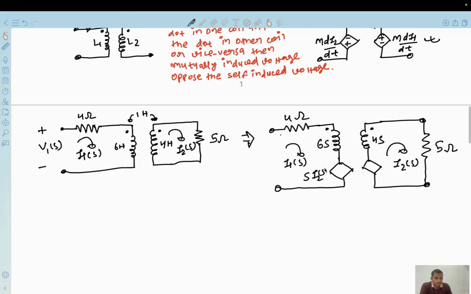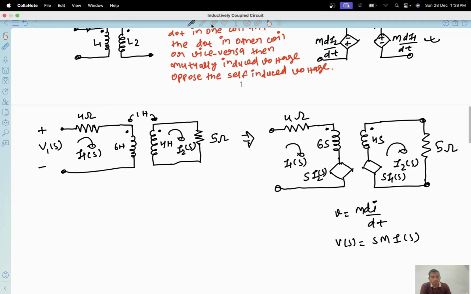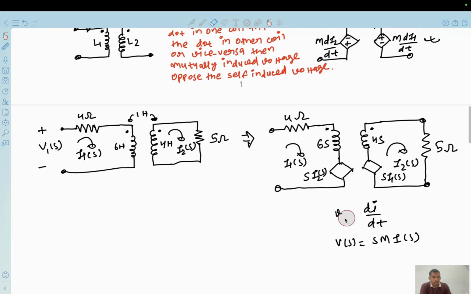So S I2S here, and here it will be S I1S. How? Because if M is the inductance, what will be the voltage? It will be M di upon dt. In S domain, the voltage will be SM IS. Let us suppose this is V1S.